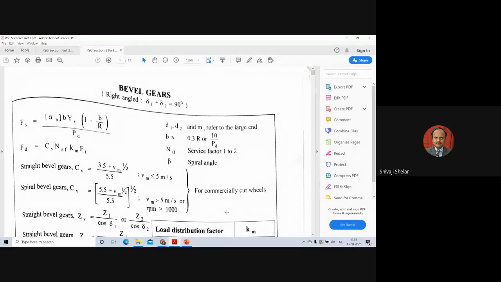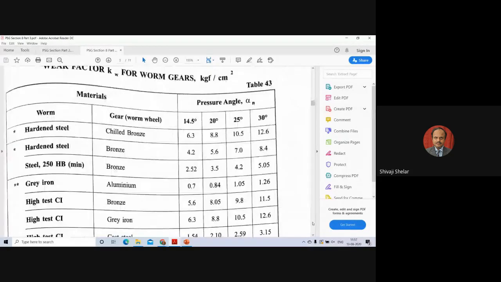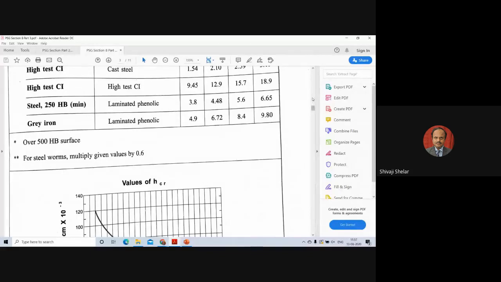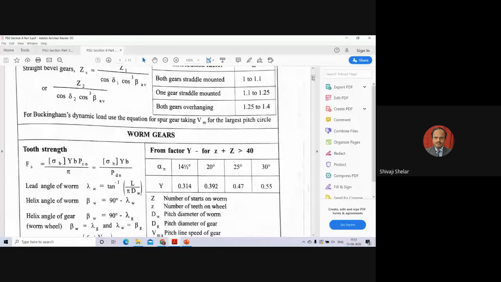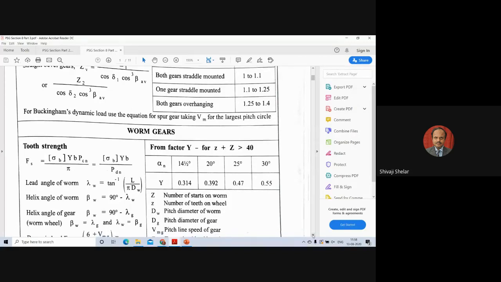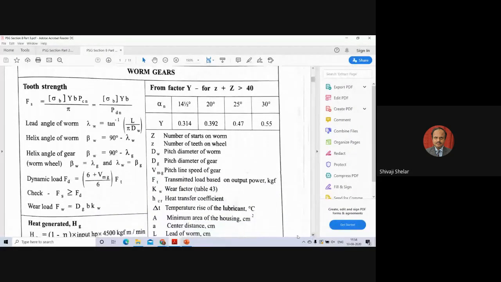This formula is for the bevel gear. Similarly, there will be a formula for your worm gear. Yeah, the worm gear formula is on the bottom side. This is the worm wheel formula. I have written the same formula; only 1 upon P is nothing but M. This is your diametral pitch, so 1 upon diametral pitch is M. So M B sigma By. I wrote the formula in the Lewis form, so it is easy to refer to. Then there are certain terms, the FD formula. Then there is the very important wear load formula.